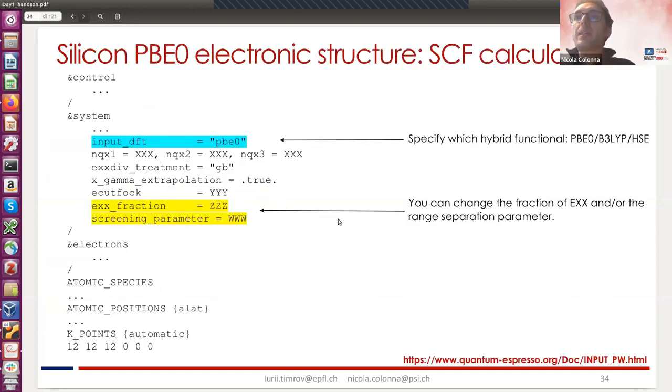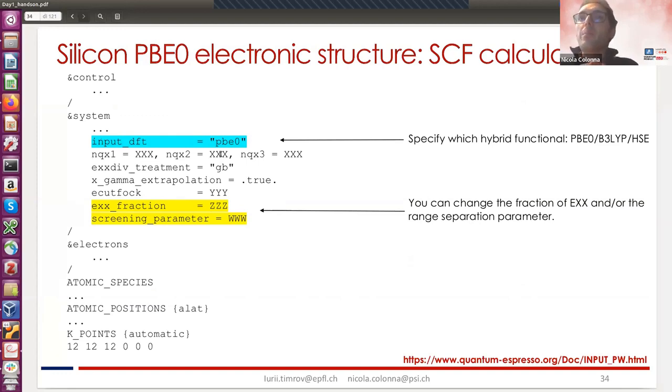So again, here now I show you in detail what the input file looks like, and in particular, I just show the relevant flags. I don't want to go through all of it; the rest is pretty much the same as for PBE. Now, in this case, you need to tell the code essentially which functional you want to use. Here we specify this with the input flag input_dft equal to pbe0, but it can also be b3lyp or hse.